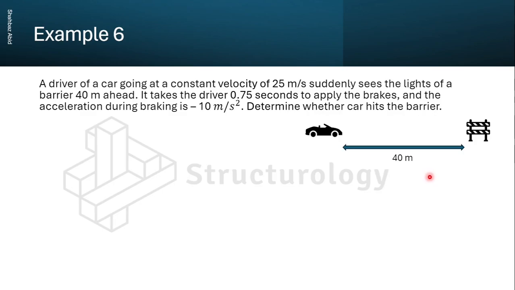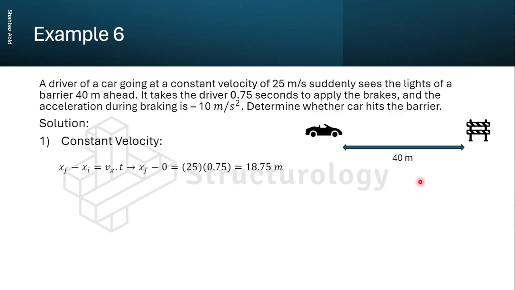If the total displacement the car takes to stop is more than 40 meters, the car is going to hit the barrier. But if the car takes a total displacement of less than 40 meters, the car will not hit the barrier. So to solve this problem, we have to solve it in two steps.